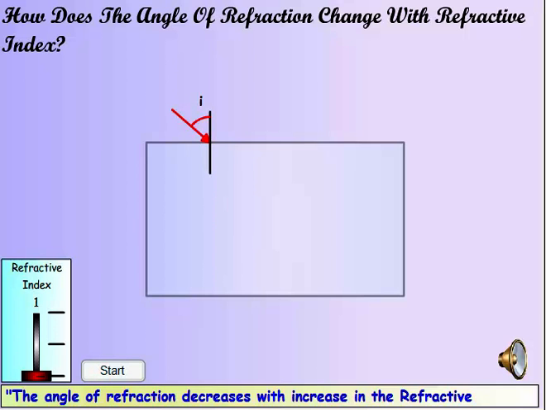If the refractive index of the glass was 1, then the light ray would have traveled from air to glass without deviation. If the refractive index was increased, the deviation would be noticed. As the refractive index is increased further, the deviation will increase. As the refractive index is increased, the angle of refraction decreases.